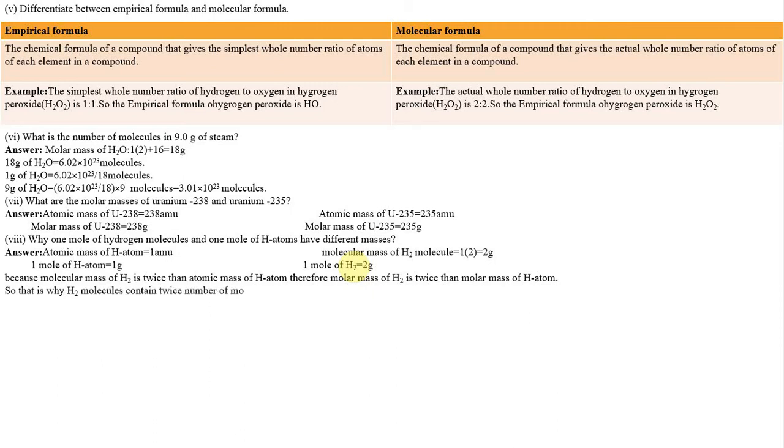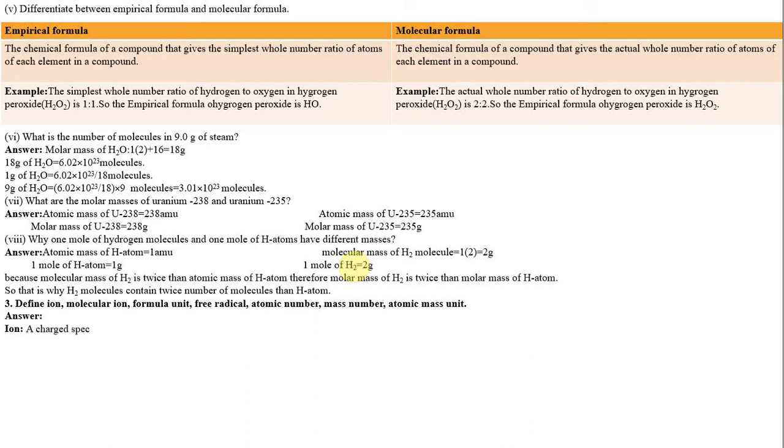So that is why hydrogen molecules contain twice the number of atoms than a hydrogen atom. Number 3, define ion, molecular ion, formula unit, free radical, atomic number, mass number, atomic mass unit.